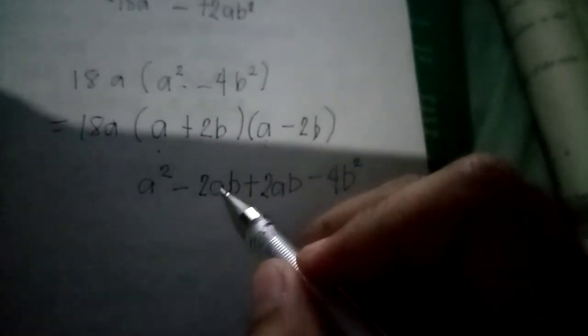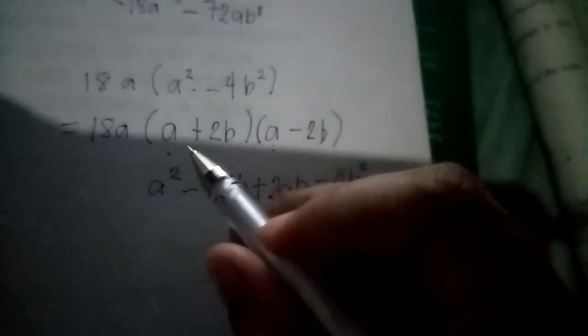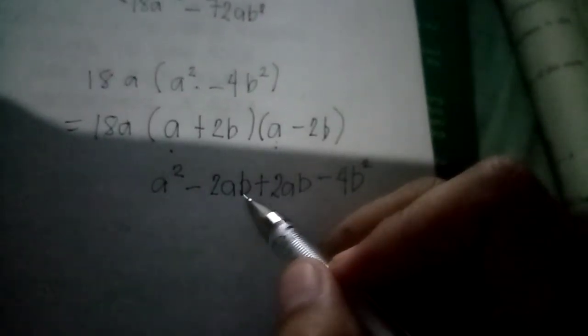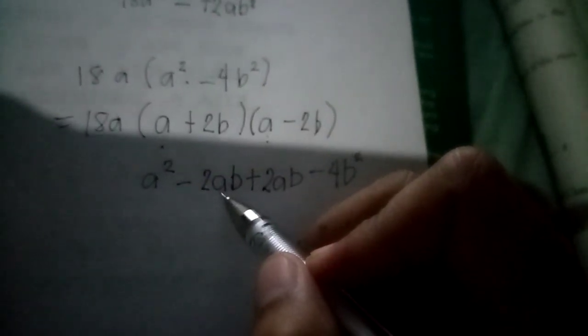Bakit hindi tayo nag-plus ng exponent dito sa 2ab, dito sa a times 2b? Because hindi sila magkaparehas ng variable. So, parehas silang may 1 na exponent pero hindi sila magkaparehas na variable. Ito ay a at ito ay b.